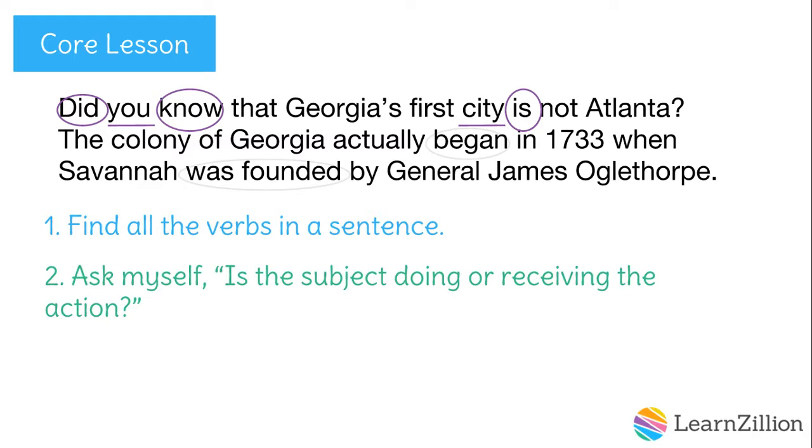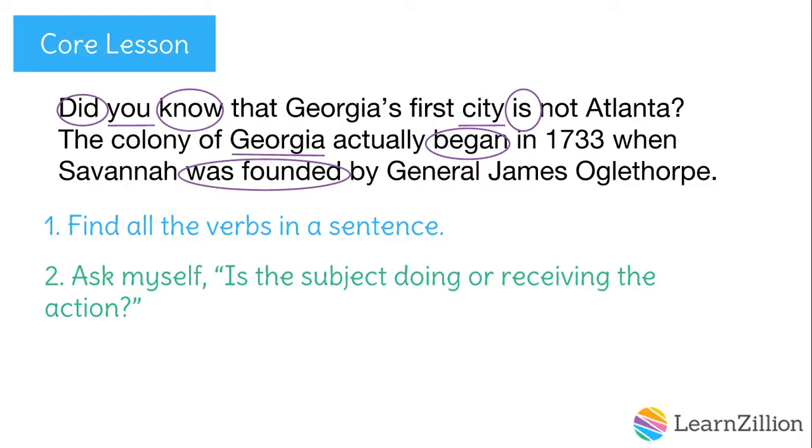You should have circled began and was founded. Again, we need to ask ourselves now, are the subjects here doing or receiving the action? Well, the subject of the verb began is Georgia. Georgia is doing the action, so this is active. I think I see a problem here with this next clause.